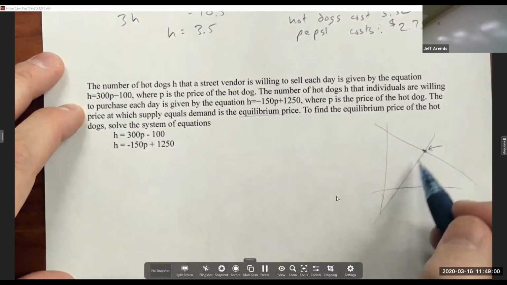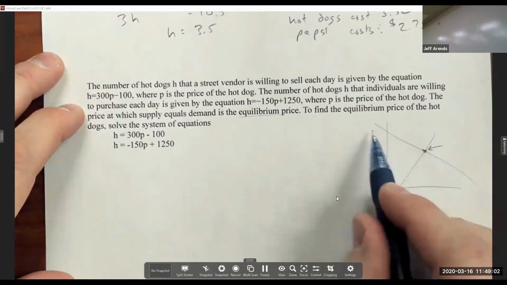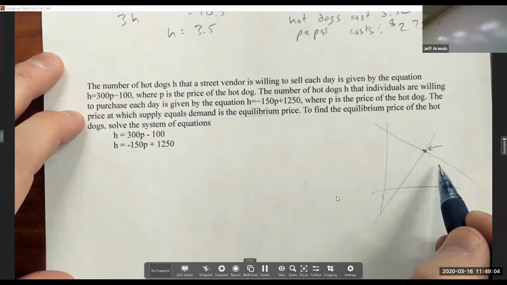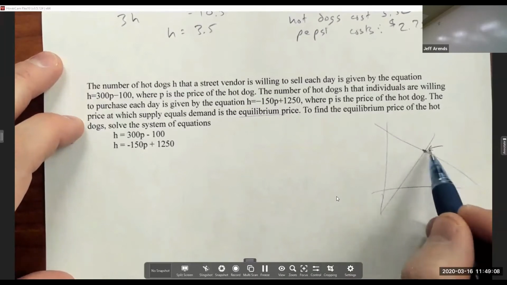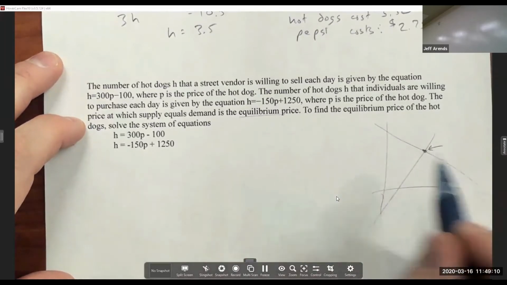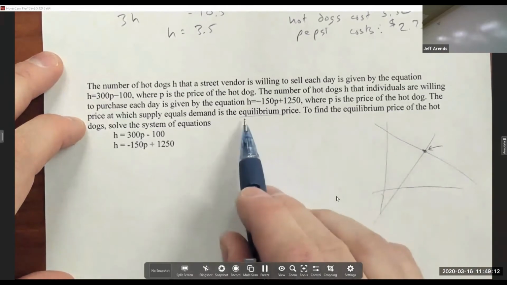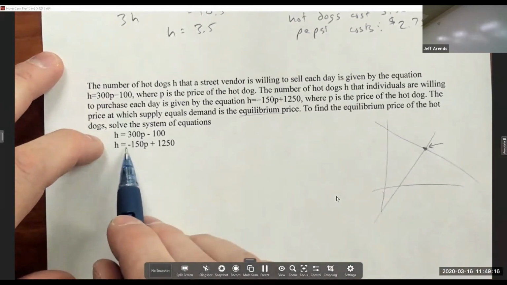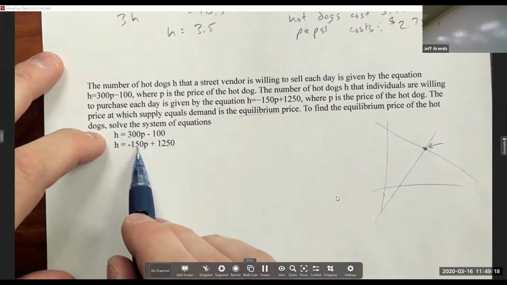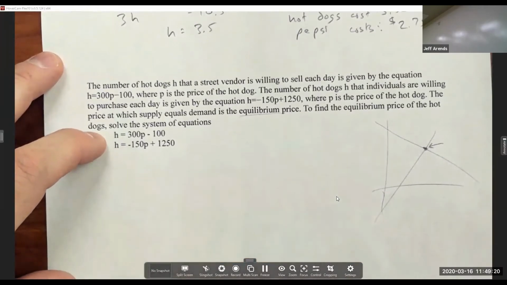This is where the amount that the vendor is willing to sell exactly matches the amount that people are willing to buy at a given price point. So this is what's called the equilibrium price, or the equilibrium point, I should say. We're looking for the equilibrium price. So we have our two equations, and I could use either elimination or substitution here.